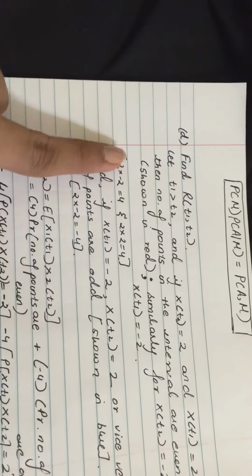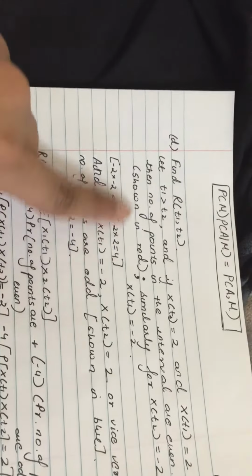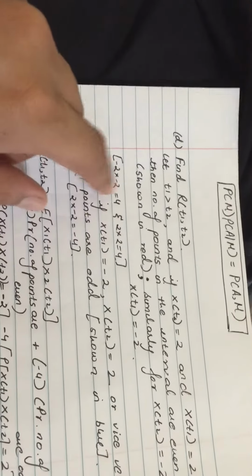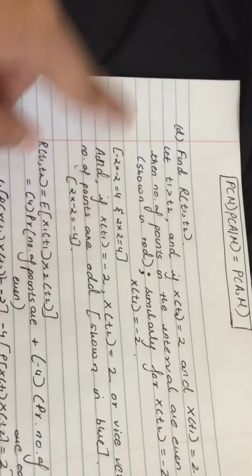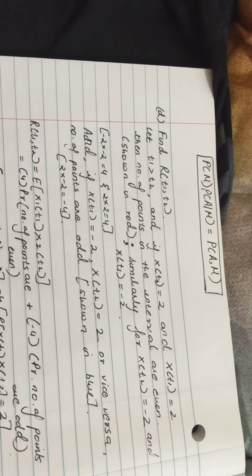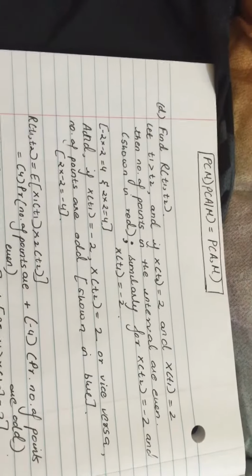And also keep in mind that minus 2 into minus 2 is equal to 4 and 2 into 2 is equal to 4. So even the multiplication of x of t1 into x of t2 takes the same value. And when x of t1 takes a negative value and x of t2 takes a positive value, or the other way around, we get an odd number of points, and 2 into minus 2 is minus 4.